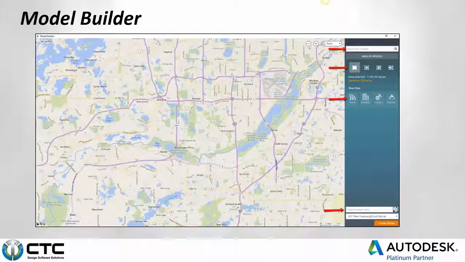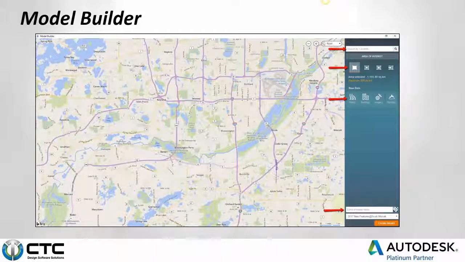Next thing we need to know is where is our data coming from? Roads is coming from openstreetmap.org. Buildings is coming from openstreetmap.org. Imagery, so our background, is coming from Bing Maps. And then our elevations is coming from the USGS website.